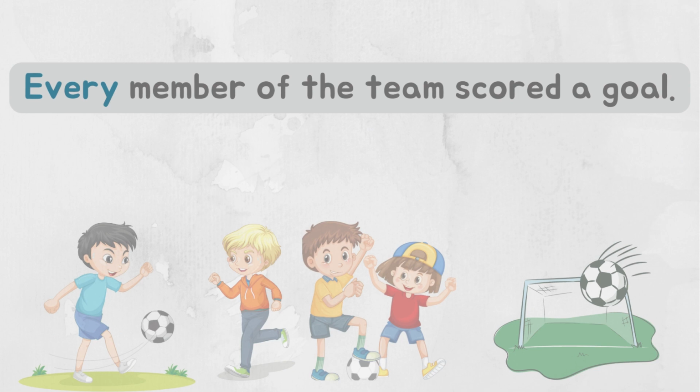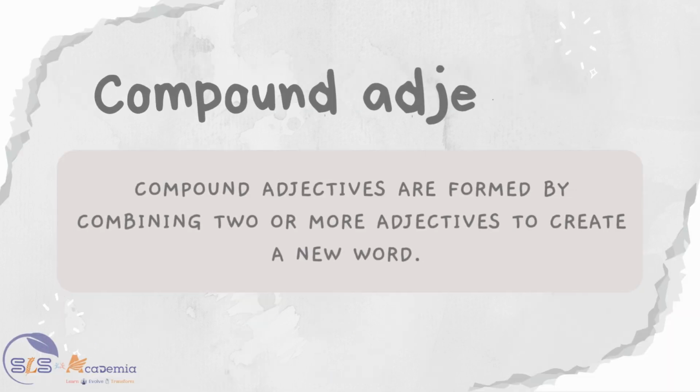Let us see another example. In the sentence, "Every member of the team scored a goal," the word every is an example of distributive adjective as it modifies the noun member. The next type of adjective is compound adjective.